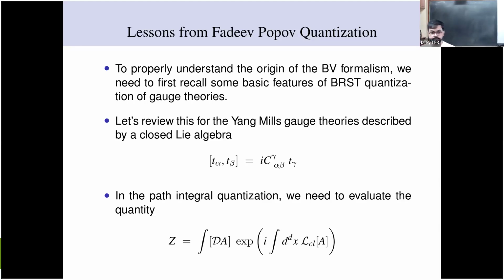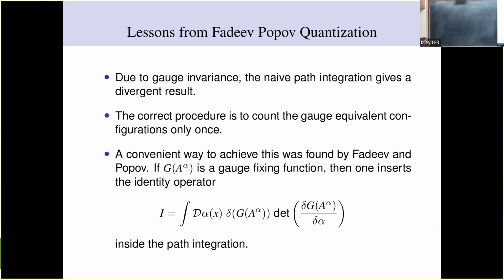So we need to evaluate this quantity, where L classical is your famous Yang-Mills action. But this is problematic due to gauge invariance. The naive path integral does not make sense; it will give you a divergent result. The correct procedure is to count gauge equivalent configurations only once. A convenient way to achieve this was found by Faddeev and Popov.